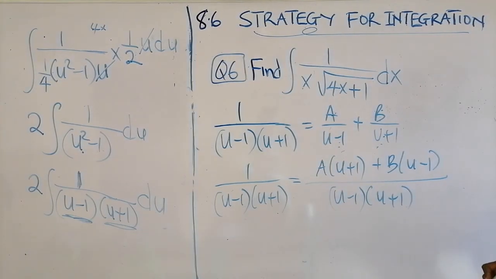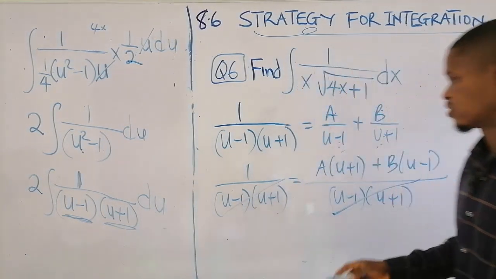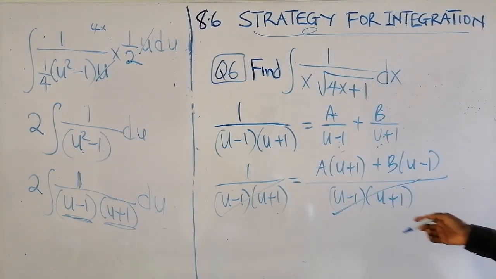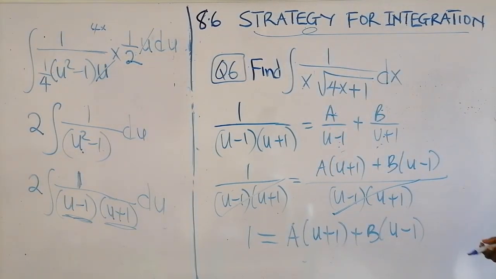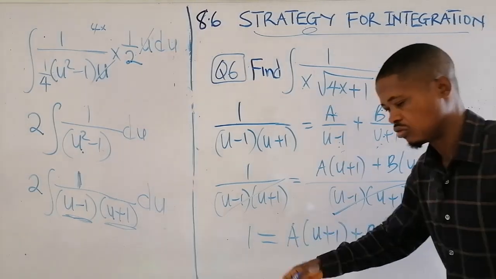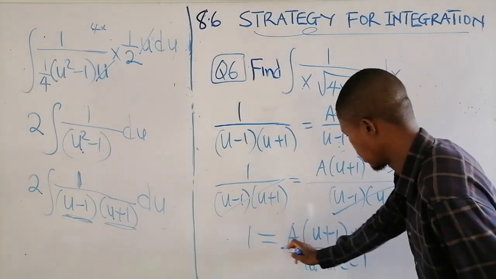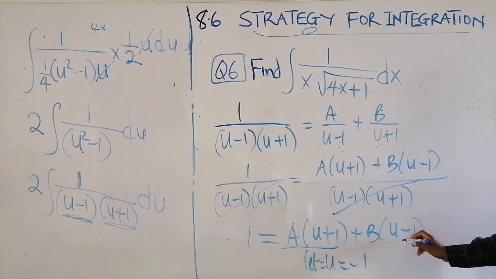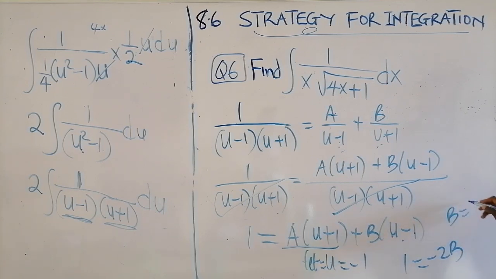So we have expressed the right hand side as a single fraction. So the denominator in this place cancels. This place also cancels. So we can equate the numerators together. So we're having 1 equal to what? The next thing to do now is to begin to substitute, so that certain expressions will cancel. Let U be equal to minus 1. If U is minus 1, this expression will cancel. We can get this place, and that will be 1 equal to minus 1 minus 1. That's minus 2b. So b is equal to minus 1 over 2. So that's my b.